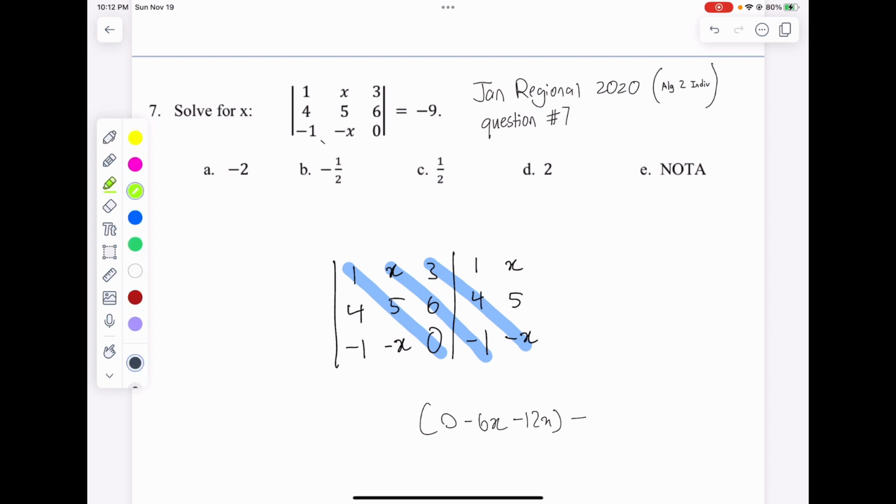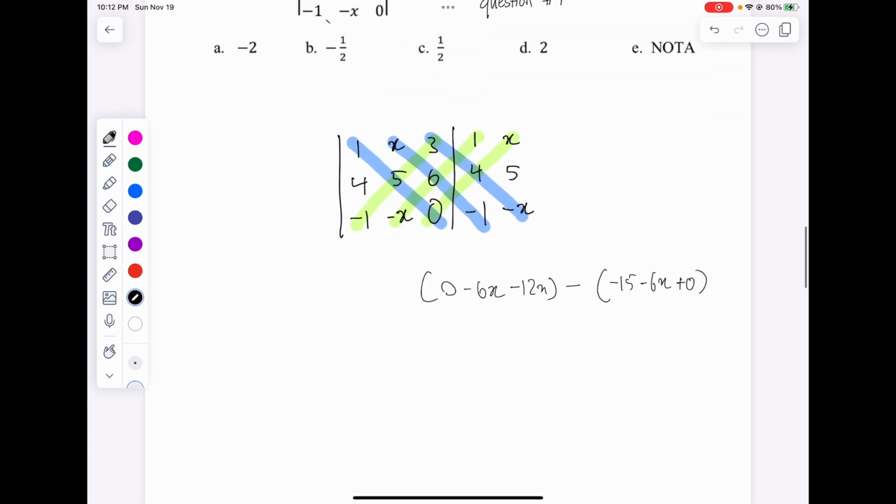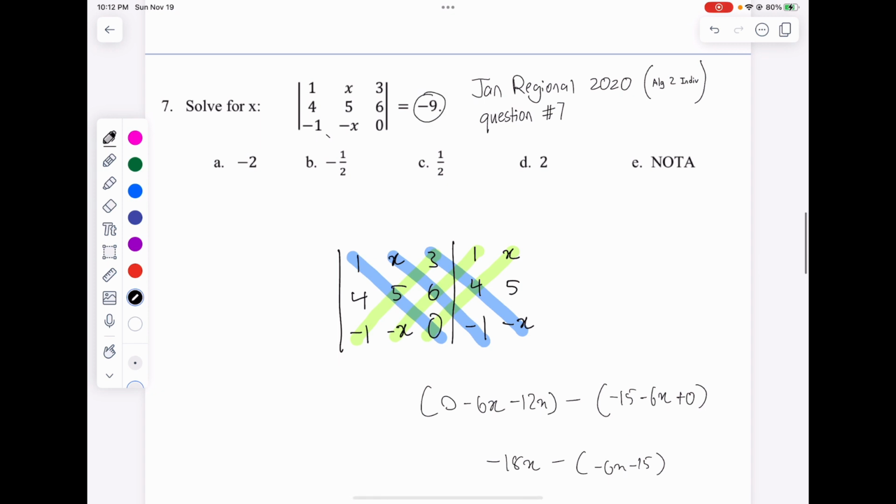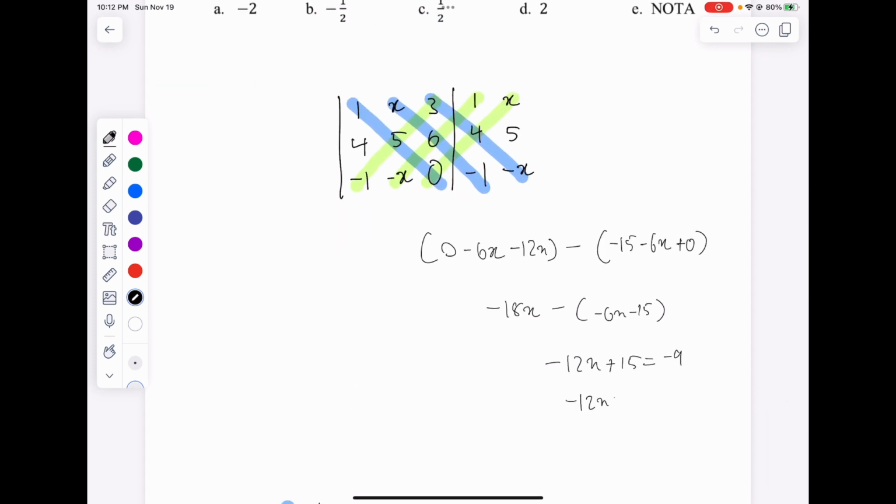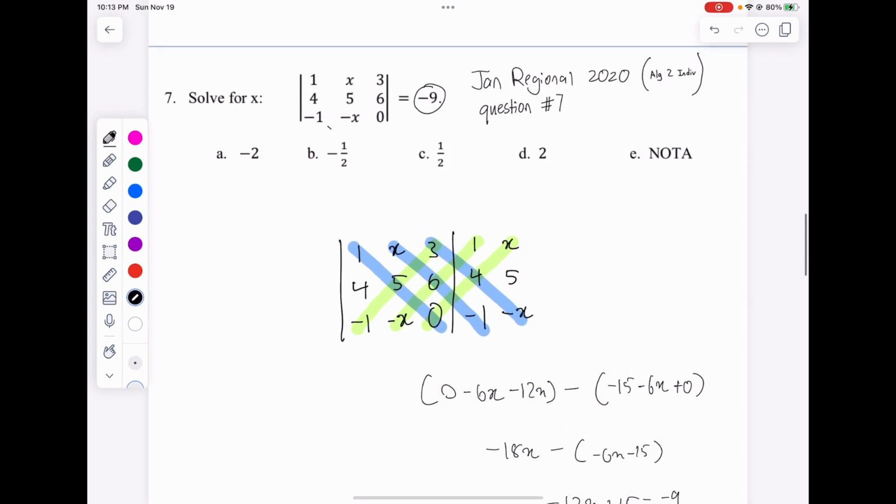And then from that, we subtract 3 times 5 times negative 1, 1 times 6 times negative x, and 0 times 4 times x. So then we have negative 15 minus 6x plus 0. Then adding negative 18x minus negative x minus 15, we can have negative 12x plus 15 is equal to negative 9. We have negative 12x is equal to negative 24. And dividing both sides by negative 12, we get x is equal to 2. So the answer would be D, 2.